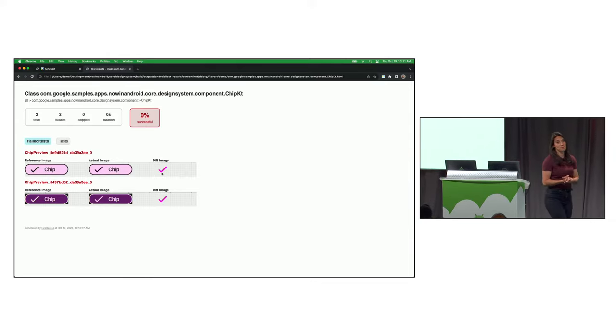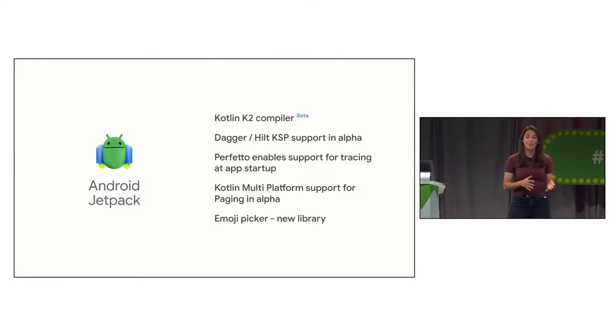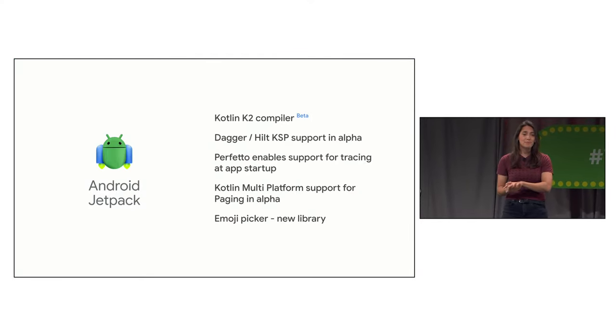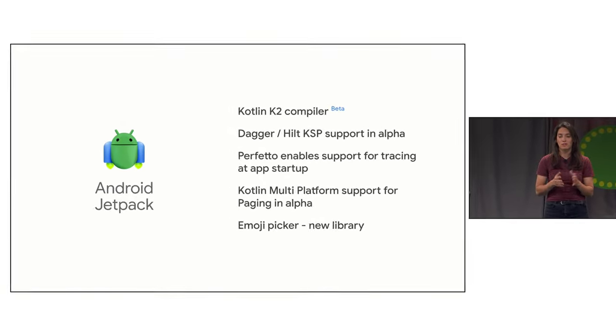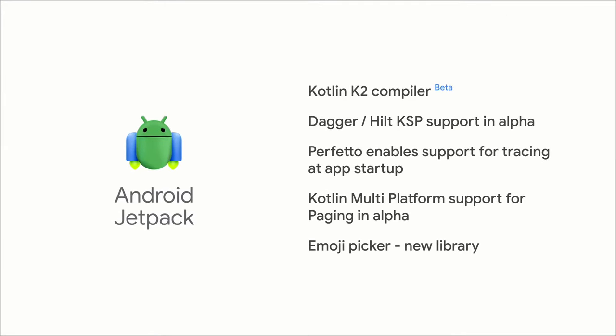And there's more we've been doing to help you build faster and easier for Android. For Kotlin builds, you can now use the K2 compiler in beta to give you a speed up of builds. We also added the trace for app startup in Perfetto. What else did we do? We've also added the Kotlin multi-platform support in paging. We've added KSP support for Dagger and Hilt, also in alpha, and more.